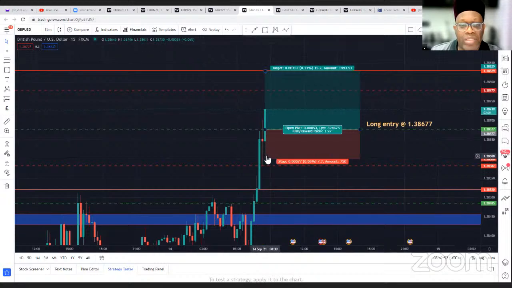This is where the stop loss is. That's the final take profit, 15 pips we are going for. But if you get 10 pips, you might want to take partial profits or close your whole position.